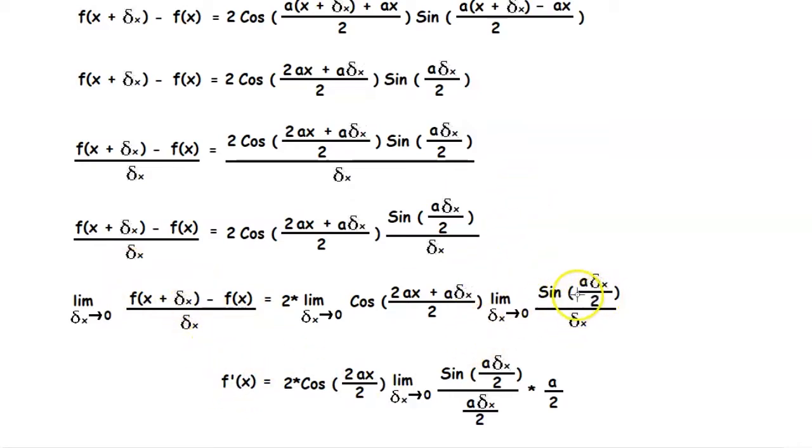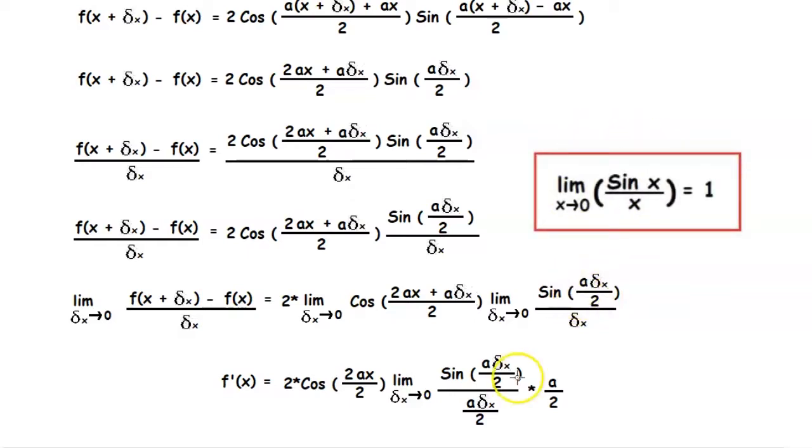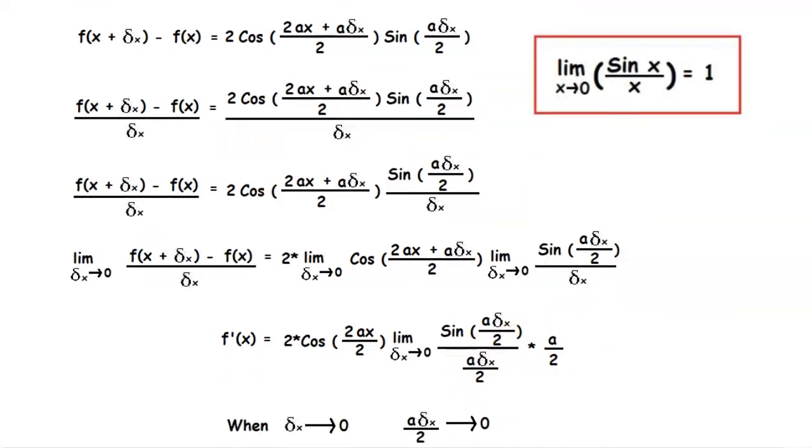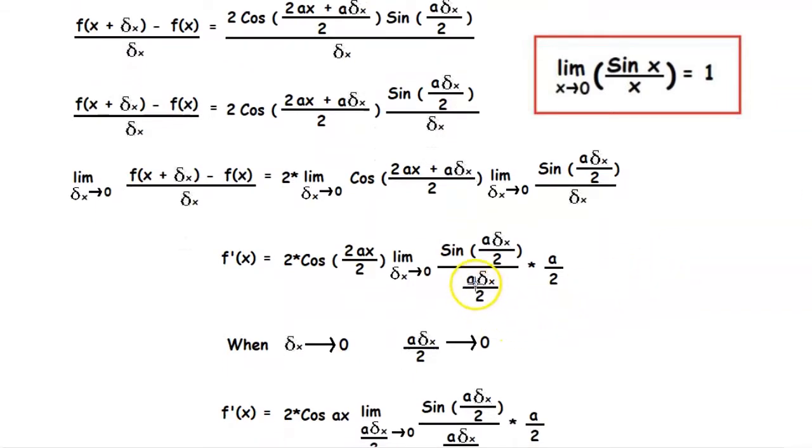So for this part, what we do is we try to make it look like our formula here, that is the limit of sin x over x as x tends to 0 is equal to 1. So we try to make this part of our equation look like this. For that, this part and this part, the denominator should be the same. Here we have aΔx over 2, so the denominator also should be aΔx over 2 according to our formula. So what we do is we multiply the denominator by a over 2, and we cannot just do that. To balance it out, we have to multiply the numerator also by a/2. That's what we have done here. We have multiplied the numerator and the denominator by a/2.